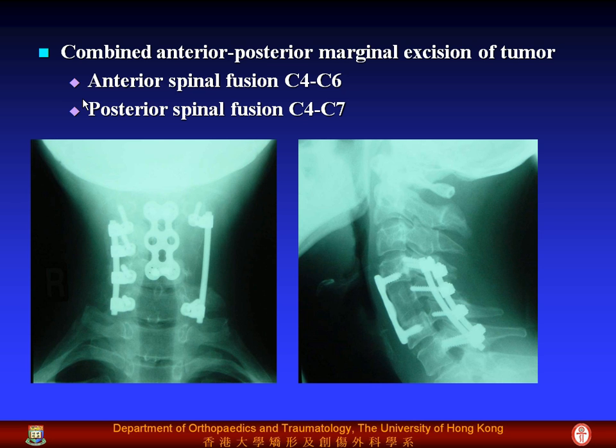So we combined anterior-posterior marginal excision of the tumor, C4 to C6 plate anterior, and C4 to C7 instrumentation posterior. And the patient has got complete relief of symptoms, and at follow-up at 5 years, there's no evidence of recurrence.